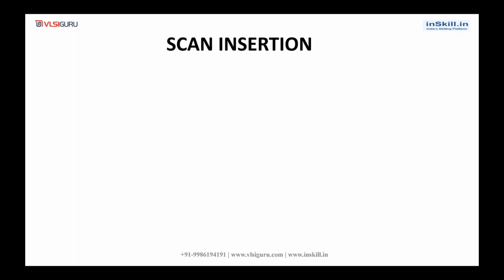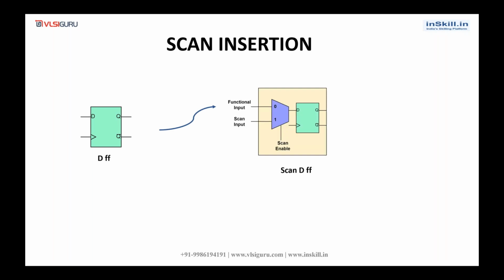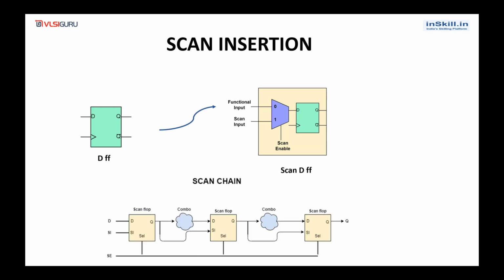What happens during scan insertion is all the normal flops in the design will be converted to scan flops. And these scan flops will be stitched into scan chains. So all the normal flops in the design will be converted to scan flops, and these scan flops will be stitched into a scan chain. Okay? So this is what is scan insertion.